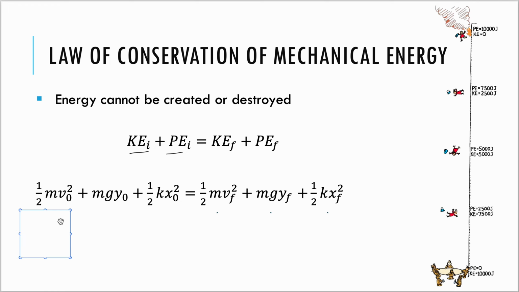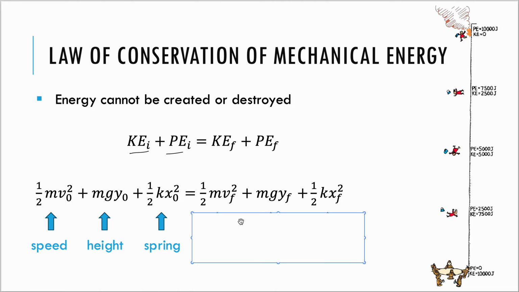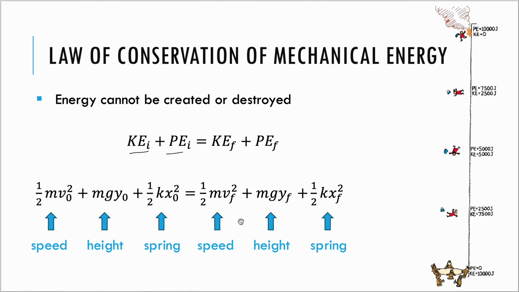Whenever you have speed in a problem, that means you're going to have kinetic energy. Whenever you have height in a problem, you're going to have potential energy, the gravitational type. And if there's a spring in a problem, you're going to have the spring potential energy. So when you solve problems, you're going to want to think about, in the initial and final case, is there a speed, is there height, is there a spring, in order to figure out what terms you're going to keep in the equation.